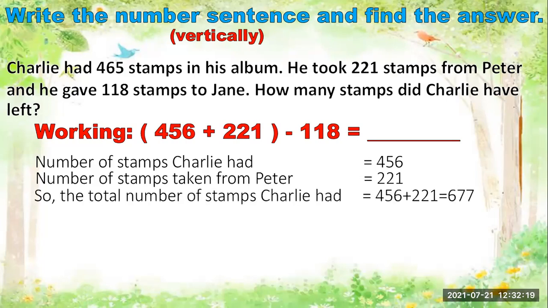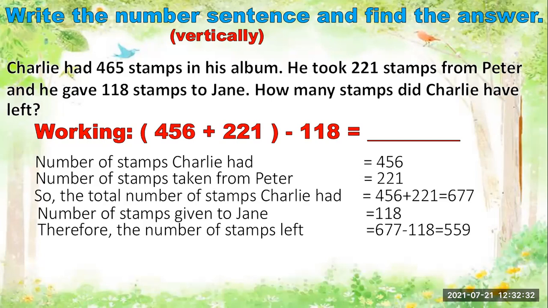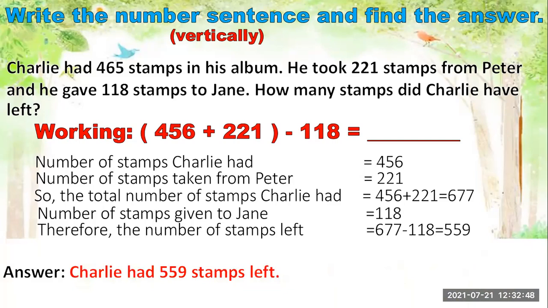The number of stamps Charlie had is 465, and the number of stamps taken from Peter is 221. So the total of these two is 686. And then he gave stamps to Jane, which is 118 stamps. So the number of stamps left with Charlie is 686 minus 118, which is equal to 568.